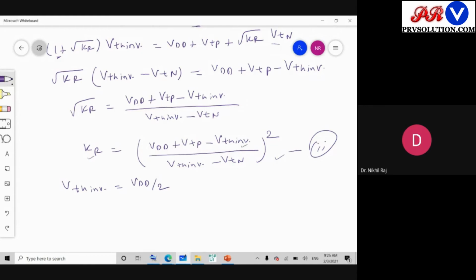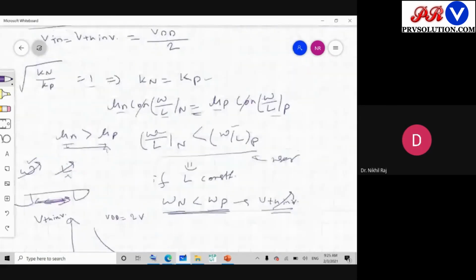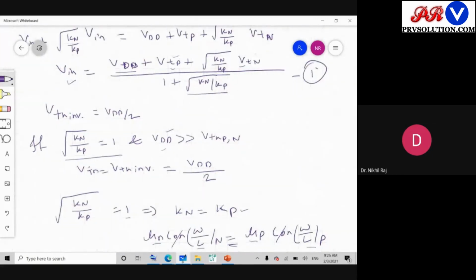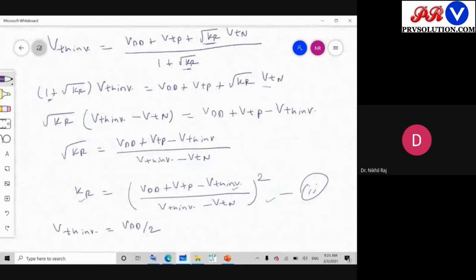Okay, earlier we assumed that VDD was high, so these parameters were neglected, and we found that if we make this KR value 1, then I can achieve the ideal inverter case. Now here I will calculate what KR should actually be.